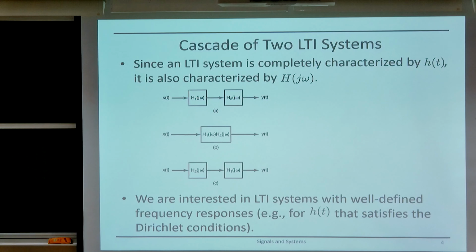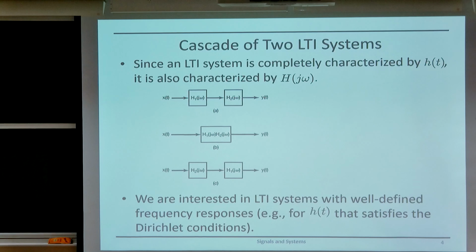So this is what I just mentioned. Since a linear time invariant system is completely characterized by h of t, it is also characterized by its frequency response. Because of this, there are several properties that you can more easily show in the frequency domain compared to the time domain. This property for the cascade of two linear time invariant systems is one of these examples. Previously, we showed using the convolution that when you cascade two linear time invariant systems together, the effective input and output relation is not impacted by the order in which you cascade the two systems.